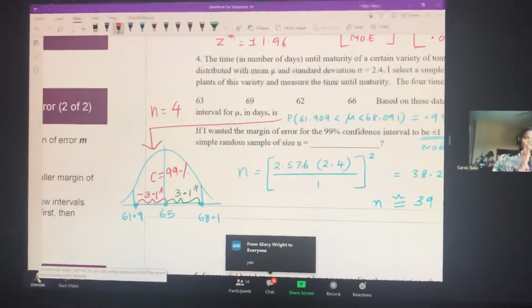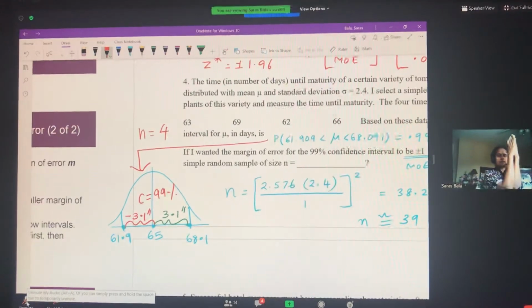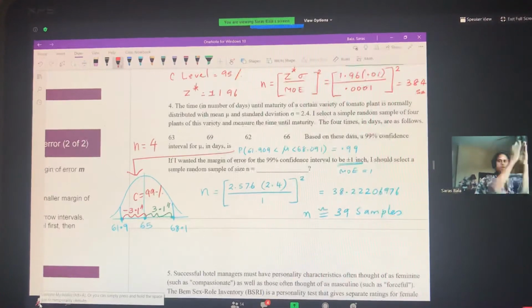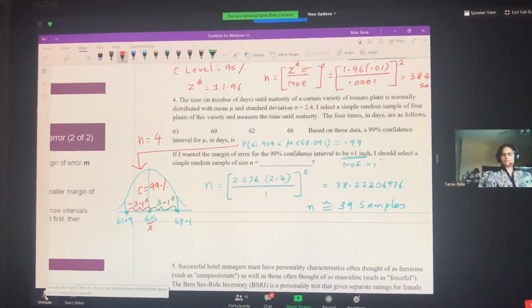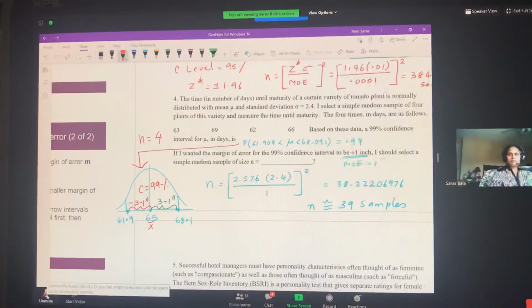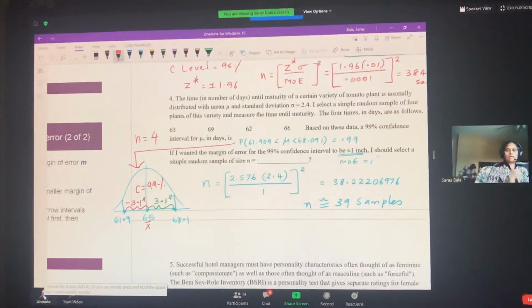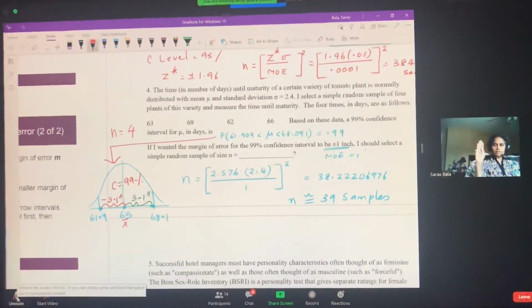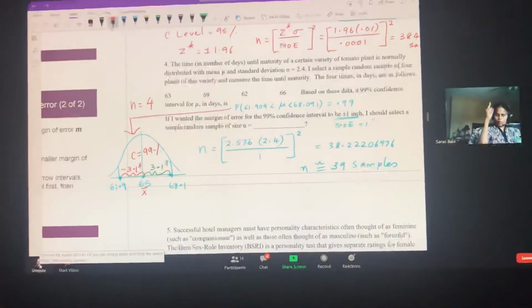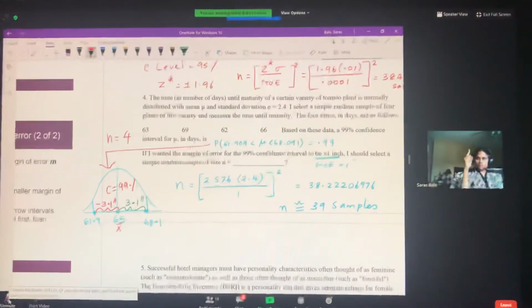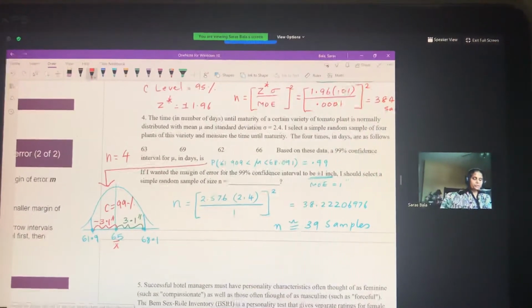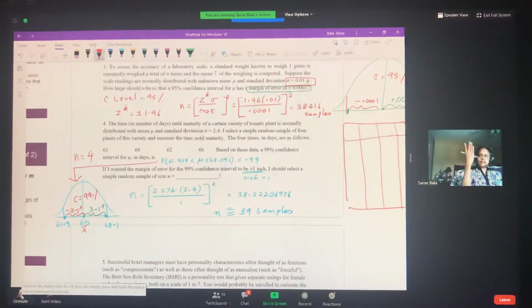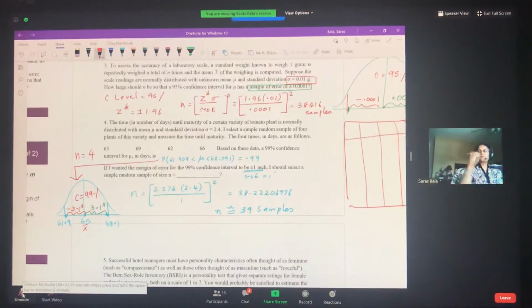Okay, so now this is what I'm going to be telling you. The center is 65, which is the X bar value. The X bar value is 65, and on either side with the 3.1 inches margin of error, I get the 99% confidence limits. Now, the next question is, you don't want 3.1 inches margin of error. Suppose you want to have only 1 inch margin of error, how big the sample should be. With the 1 inch margin of error, the 4 samples is not good enough. You need to have about 39 samples.